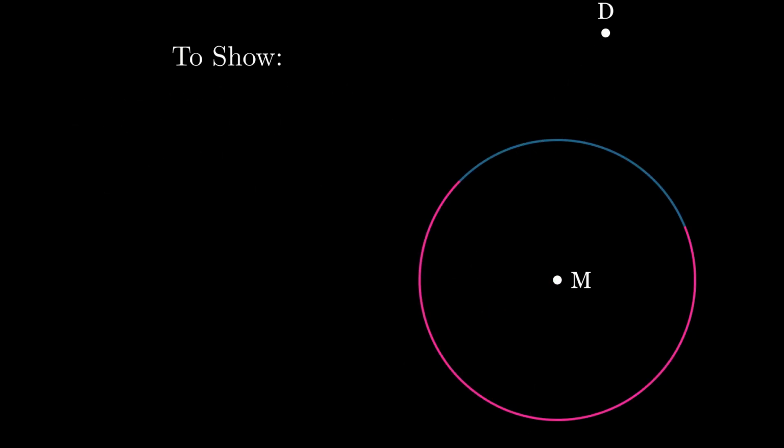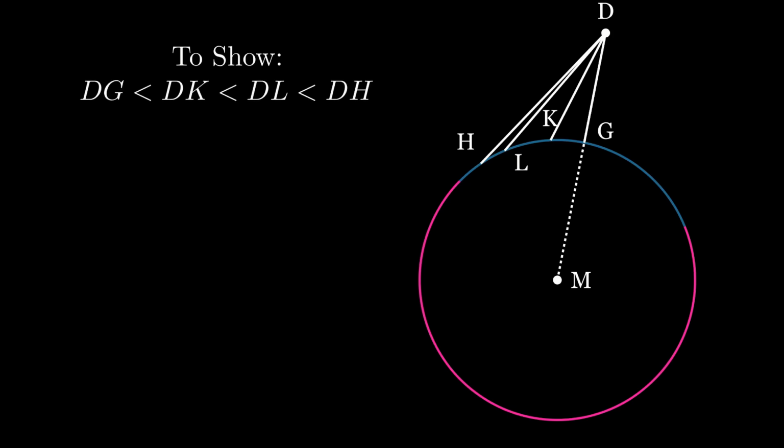Let's now prove the second part. We will draw DG such that DG is collinear with M, the center of the circle. And we will also draw DK, DL, and DH. What we are trying to prove is that DG is less than DK, which is less than DL, which is less than DH.